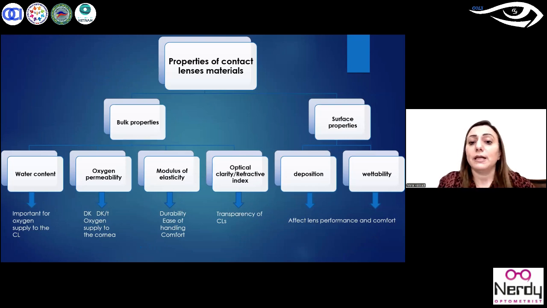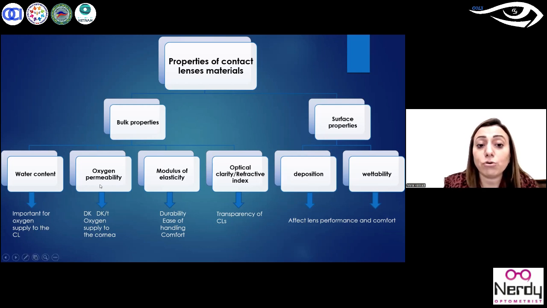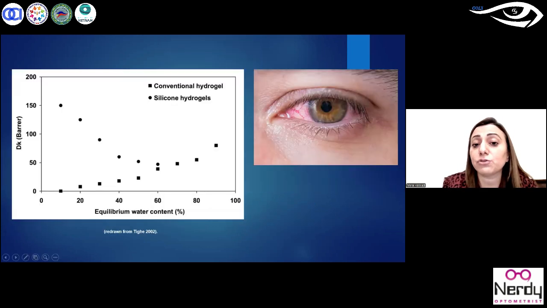So after this problem, scientists and manufacturers as well paid a lot of attention to the properties of contact lenses. I'm sure you're all aware, but it's just to refresh your minds about the properties. We have bulk properties, which are the properties inside the material, and we have the properties on the surface of the contact lens. These are the surface properties. So the bulk properties are water content, oxygen permeability, modulus of elasticity, and optical clarity. Of course, water content and oxygen permeability are very related to each other.